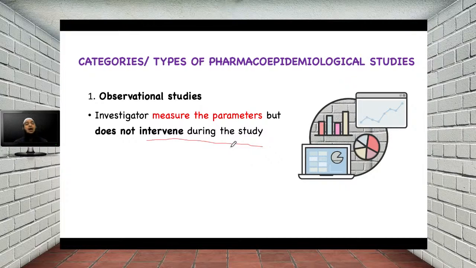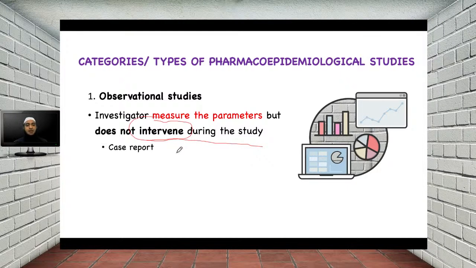And those patients are not captive in the hospital, they are not kept in the hospital. They are at their home, and you are just doing the observation, asking the questions, and verifying what the result of that is, right? So these are just observational studies. The investigator just measures the parameter but does not intervene during the study. He is just doing the observation and collecting the data.